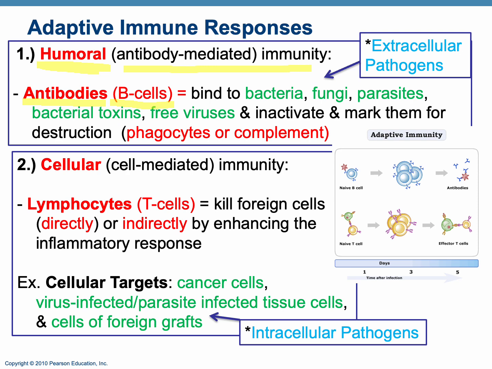And the function of these antibodies is that they can bind to foreign items, these extracellular pathogens like bacteria, fungi, parasites, bacterial toxins, viruses. And what they do is they're able to inactivate them so they don't do any more damage, and ultimately can mark them for destruction. And so they don't kill them, they inactivate them, so they can't do any more harm in your body, and they put a marking on them.